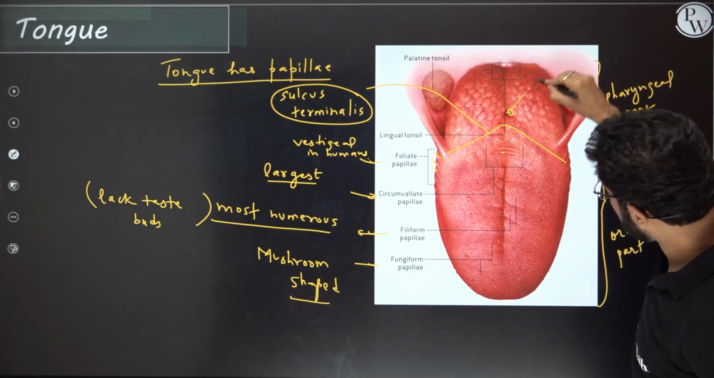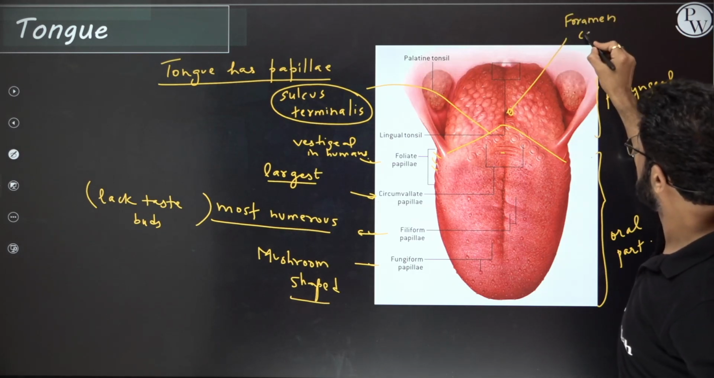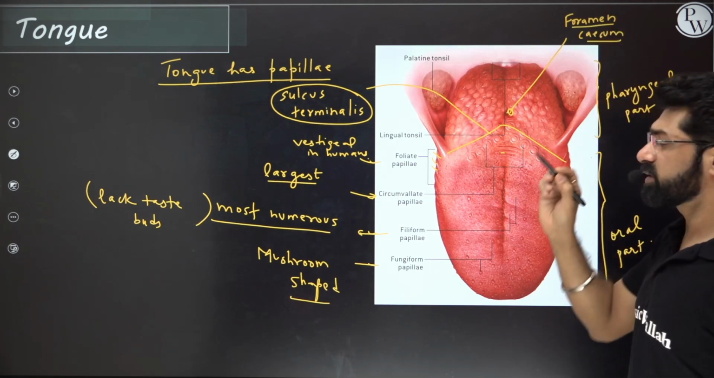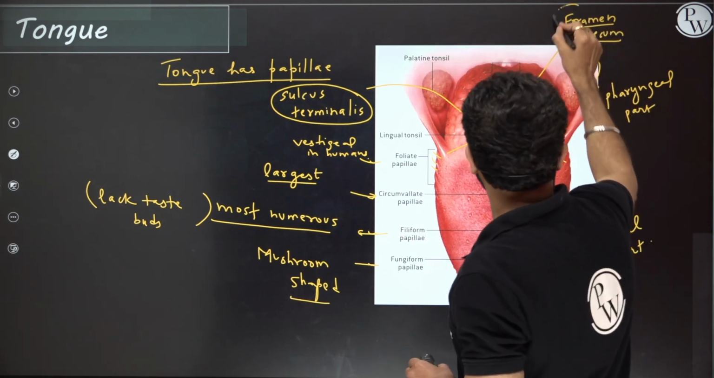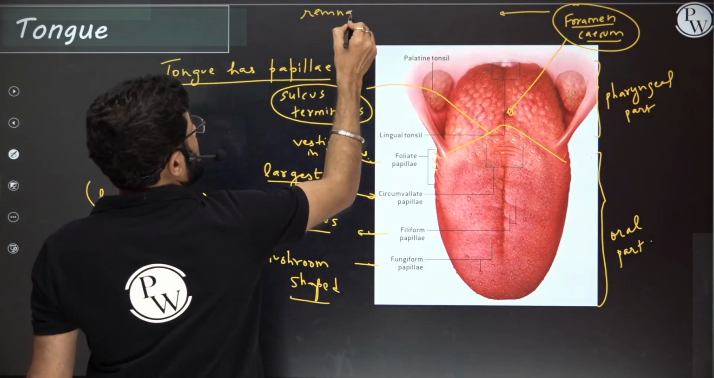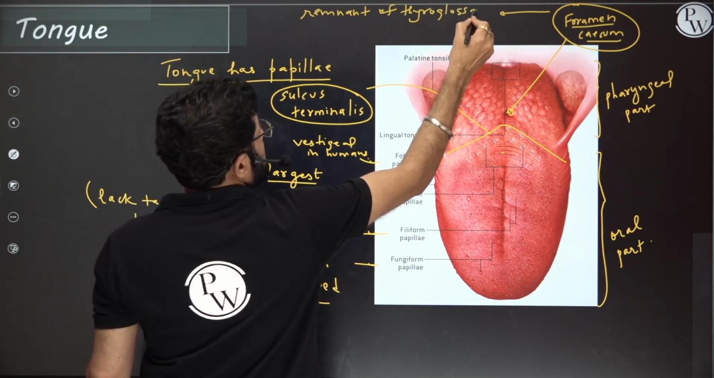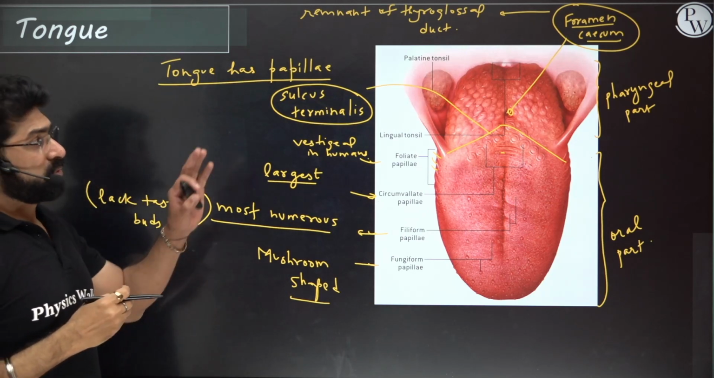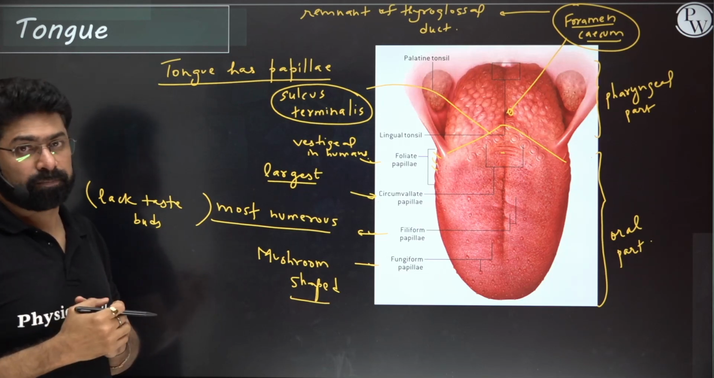Okay, here you see some opening also. This opening is called as foramen cecum. What is the foramen cecum? Foramen cecum is actually the remnant of thyroglossal duct, which was present in the embryo. So this remnant is now present, which is called as foramen cecum.